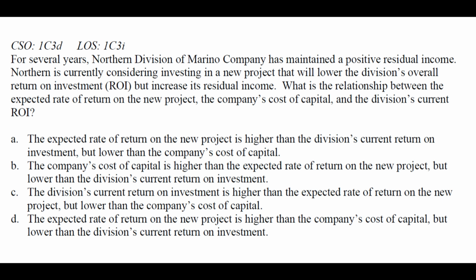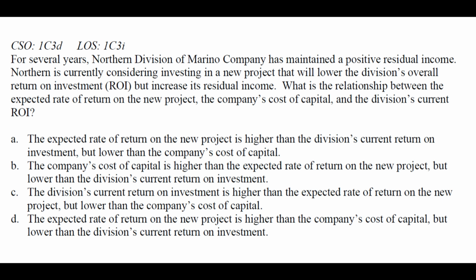C. The division's current ROI is higher than the expected rate of return on the new project, but lower than the company's cost of capital. Incorrect. This implies the cost of capital exceeds the division's ROI, which is inconsistent with positive residual income. D. The expected rate of return on the new project is higher than the company's cost of capital, but lower than the division's current ROI. Correct. The project earns more than the minimum required return, increasing residual income, but less than the division's current ROI, causing the overall ROI to decline.